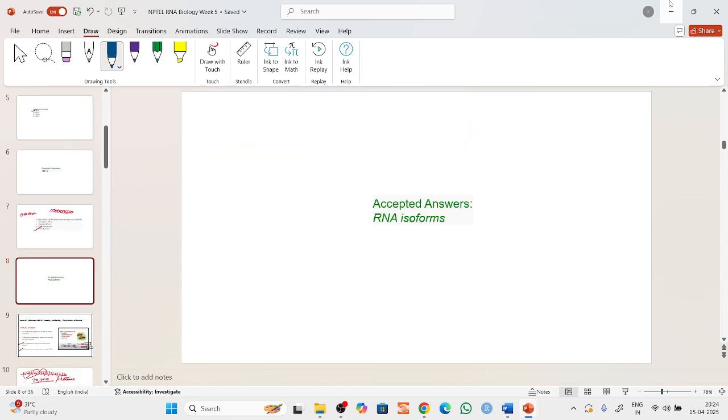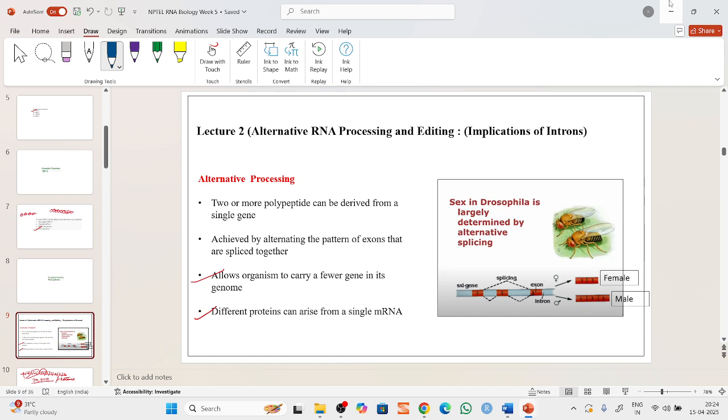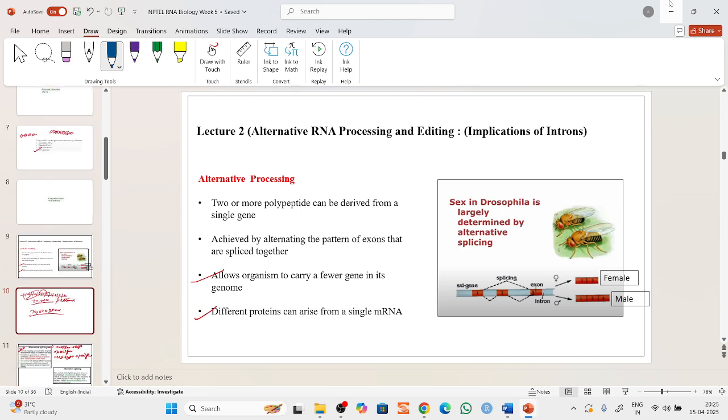Then we studied the advantages of alternative processing. Alternative processing allows the organism to carry fewer genes in its genome. It helps in making different proteins from a single mRNA. So these are the advantages of alternative processing.